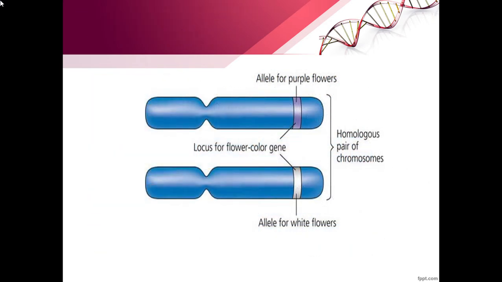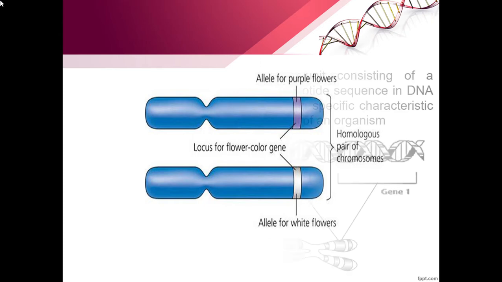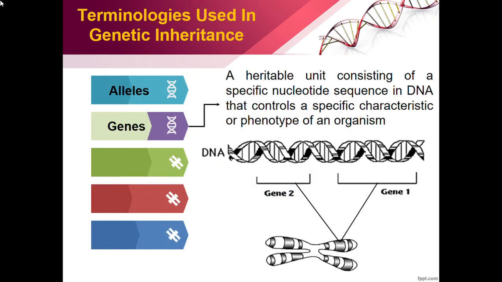In this diagram, there are two types of alleles: allele for purple flower and allele for white color, in the same locus on homologous chromosome. Genes. A gene is a heritable unit consisting of a specific nucleotide sequence in DNA that controls a specific characteristic or phenotype of an organism.